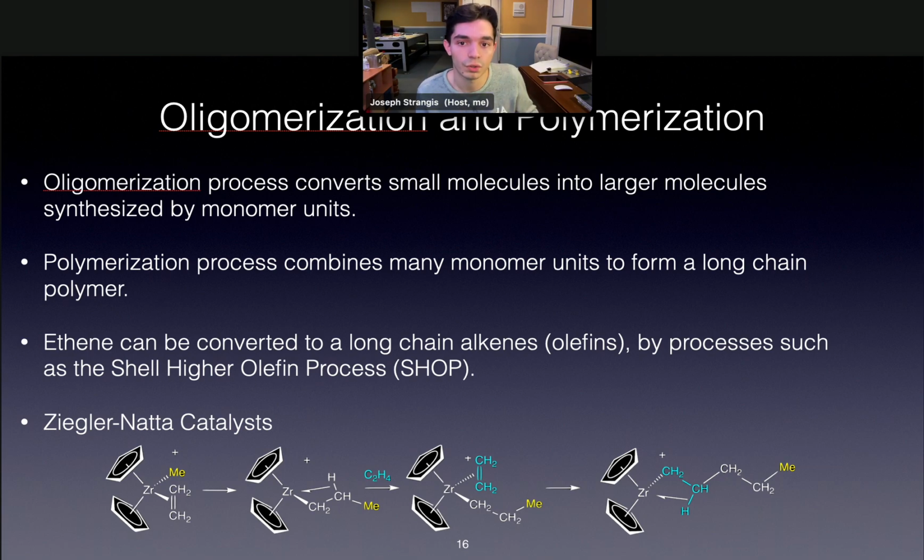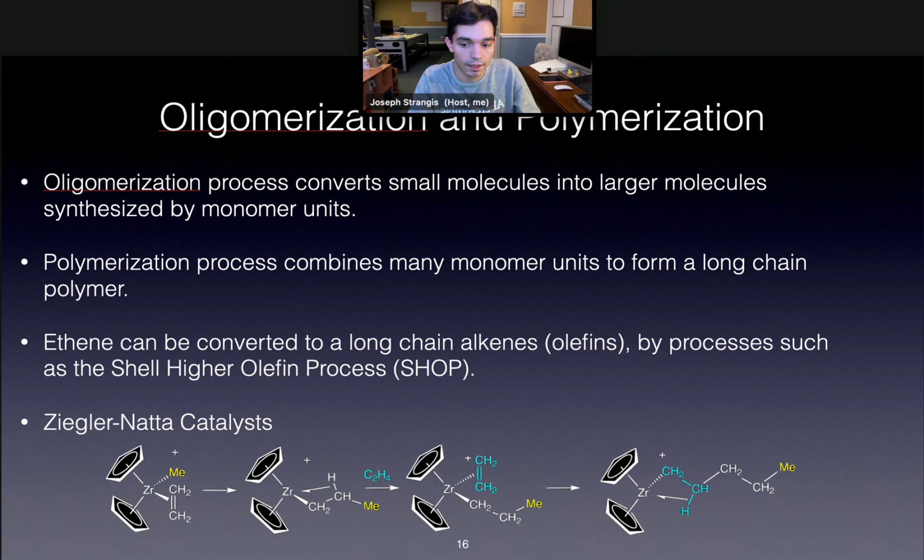Then we move on to oligomerization and polymerization. The oligomerization process converts small molecules into larger molecules synthesized from smaller monomer units. And polymerization combines many monomer units to form a longer chain. Ethene can be oligomerized to linear alkenes by homogeneous catalysts with a nickel catalyst. And this is commonly known as the Ziegler-Natta catalyst.